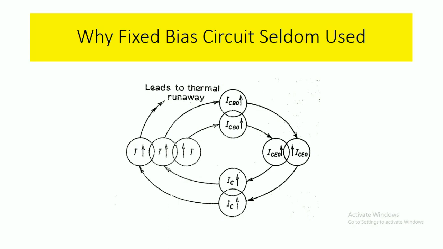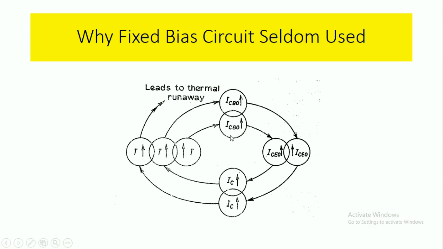Why? Because the resistance RB value is fixed, so the base current IB is also fixed. When the temperature rises, a cumulative action takes place and the collector current goes on increasing. The circuit provides no check on the increase in the collector current, so the operating point is not stable. This situation can be shown in this figure.